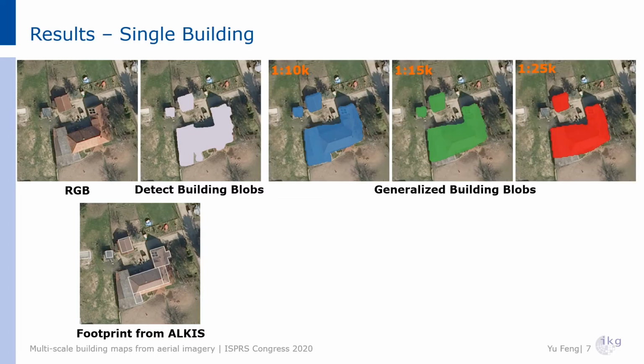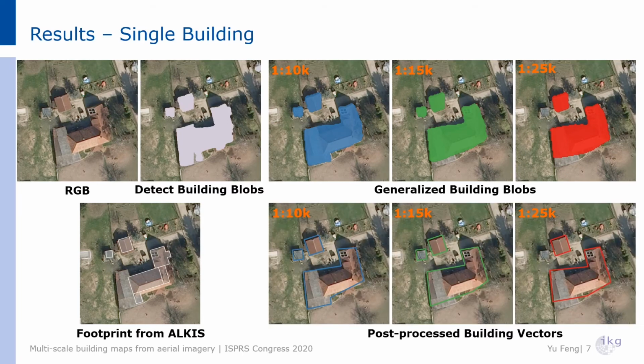We performed generalization on the building blocks and achieved predictions of these buildings at 3 different map scales, where you can observe the simplification of the building outlines and also the elimination of very small buildings. After that, we just vectorize them and convert them to vector data.